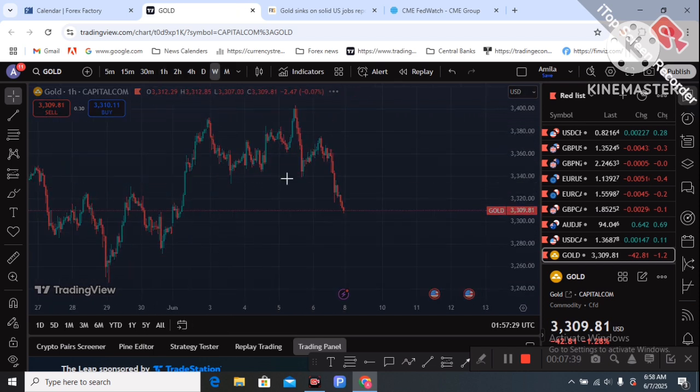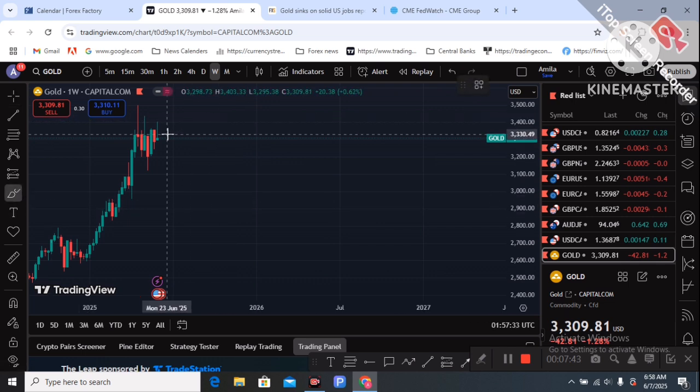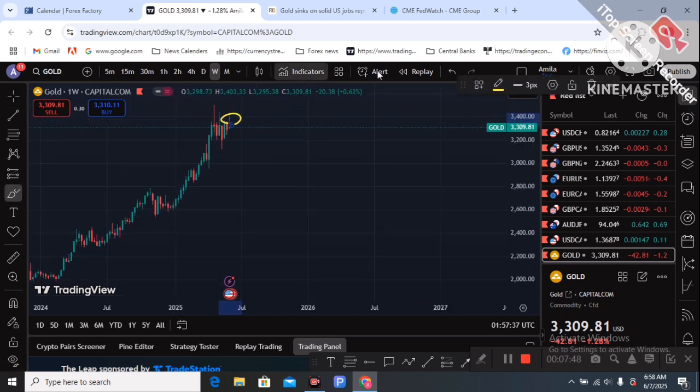Remember, I'm also going to the weekly chart. You can see price ranging in this area, and last week it rejected from the 3400 level. Safe haven demand dropped, and if the trade deal continues next week, that will help gold drop to the downside. But remember, gold is a safe haven asset, so if safe haven demand continues, that will help gold push to the upside.